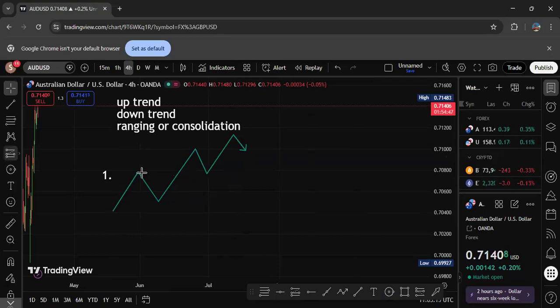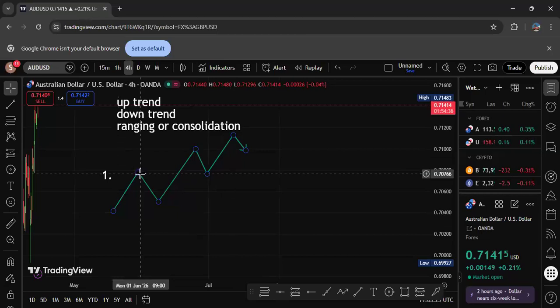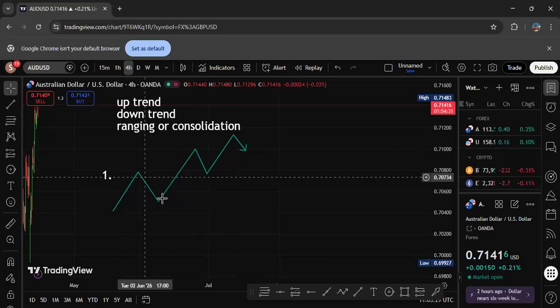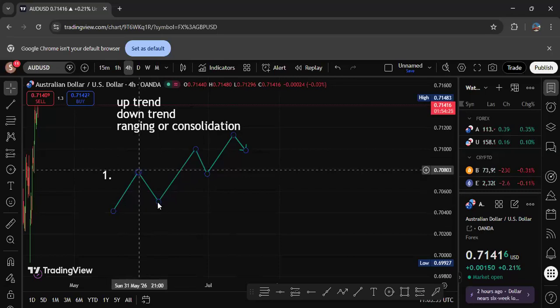So this is an impulse. This is a correctional. This is an impulse. This is a correctional. This is an impulse, a correctional. You can just call it a push up, a retracement. A push up, a retracement. Either you say a correctional or a retracement. Okay, let's use retracement. That's simpler. So this is a push up, then this is a retracement.